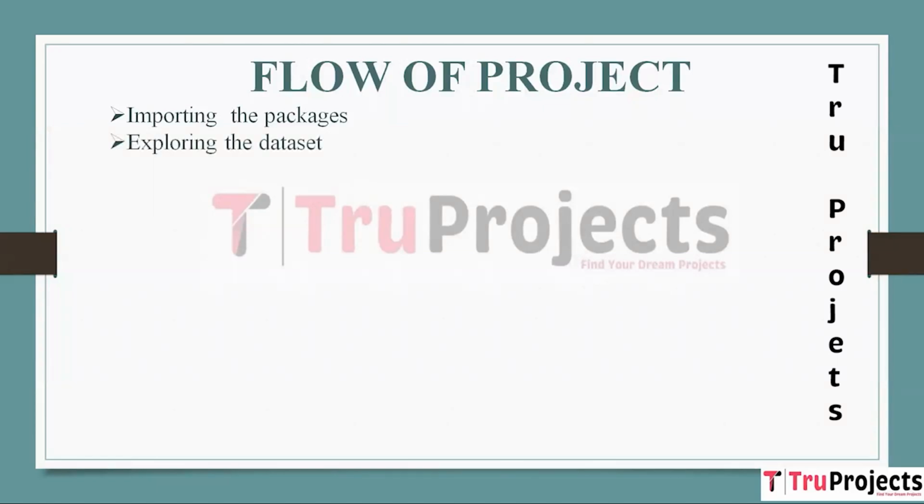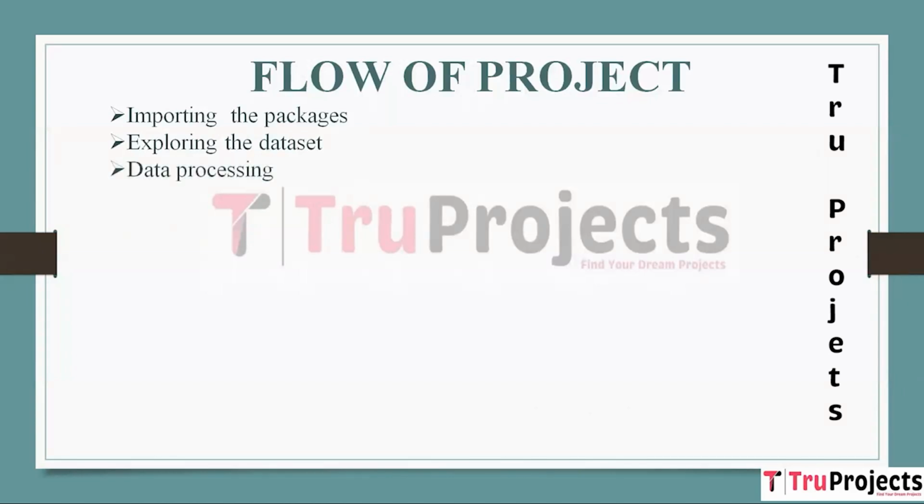Exploring the dataset. This step involves understanding the structure and contents of the dataset. It typically includes tasks like loading the dataset into memory, examining the number of rows and columns, checking for missing or null values, understanding data types, and getting a sense of the data distribution. Exploratory data analysis (EDA) techniques are often applied here to gain insights into the dataset and identify initial patterns or trends.